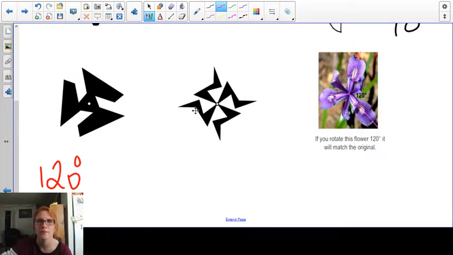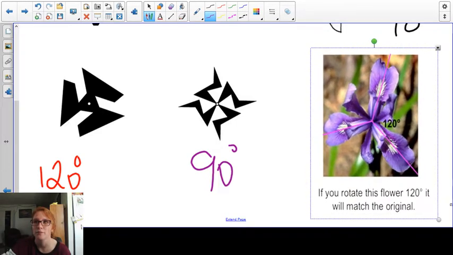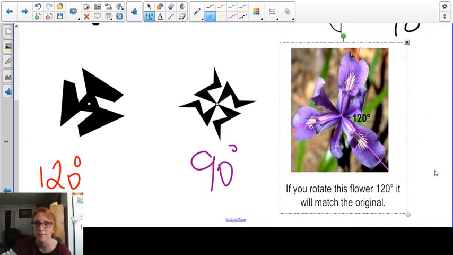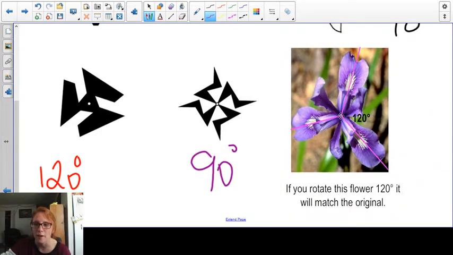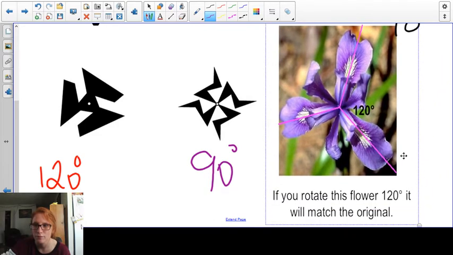What shape does this guy in the middle look like it has? Right, it's got 4 spots. I can spin it like my pinwheel. This one's going to be 90. Now, I know this one is kind of hard to see on your paper. If I blow it up a little bit, it already kind of gives you the answer. If you take a look at the flower, it makes a semi-triangle between the petals here. So this flower also has rotational symmetry of 120 degrees.